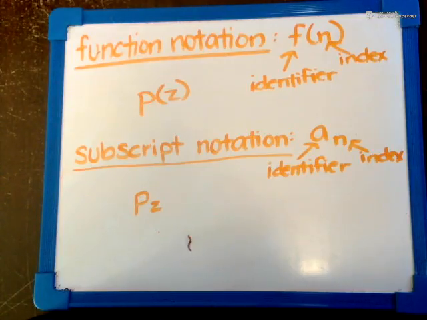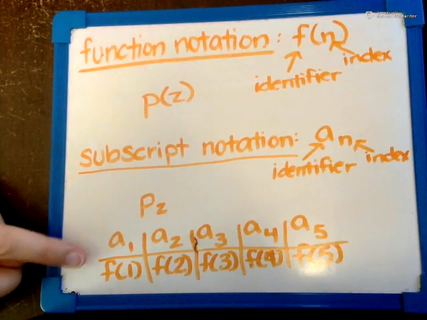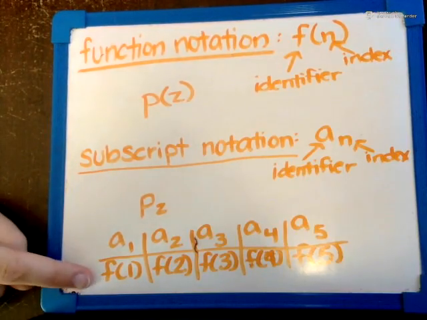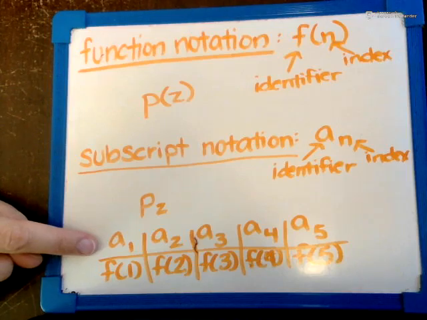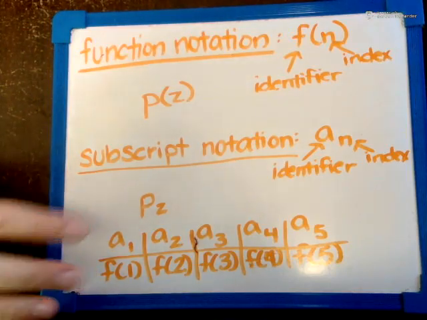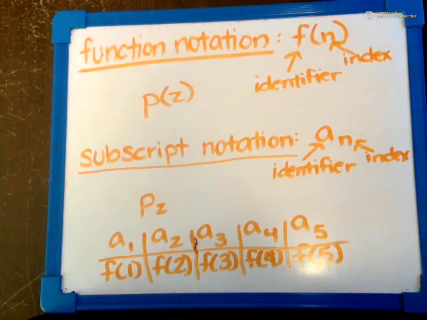Typically, the index begins with 1, but there are times when it may make sense to start with a 0. This table shows the two different ways to write the same information. This is function notation, this is subscript notation for 5 index items.